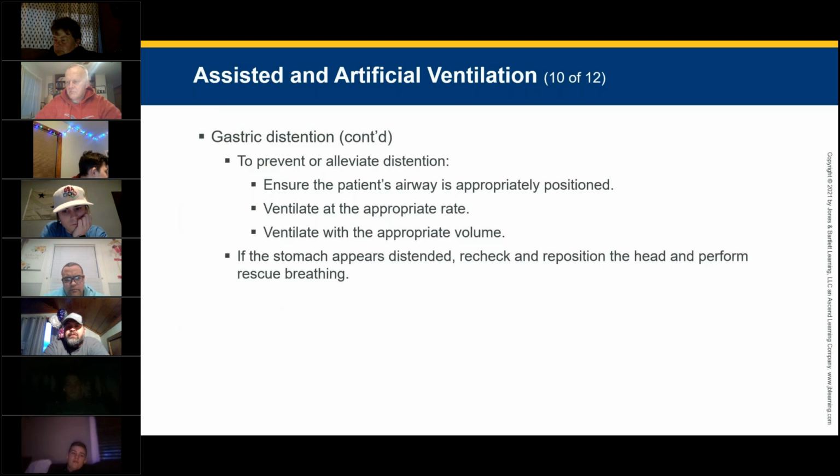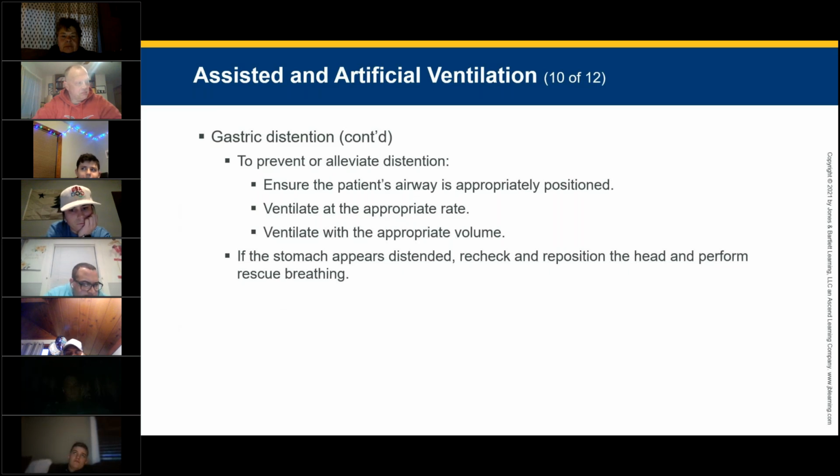Preventing or alleviating the distension: ensure the patient's airway is appropriately positioned. Ventilate them at the appropriate rate, and ventilate them with the appropriate volume. If gastric distension makes it impossible to ventilate the patient and an ALS provider is not available to do a decompression, you can consider applying pressure over the upper abdomen as a last resort. If vomiting occurs as a result, turn the patient on their side and suction or wipe out the mouth with your gloved hand, and then return the patient to a supine position and continue your rescue breathing.